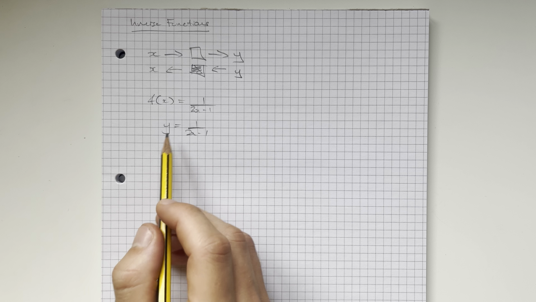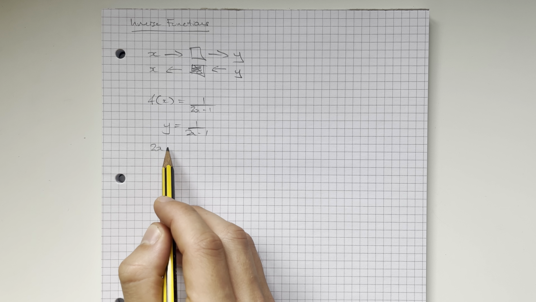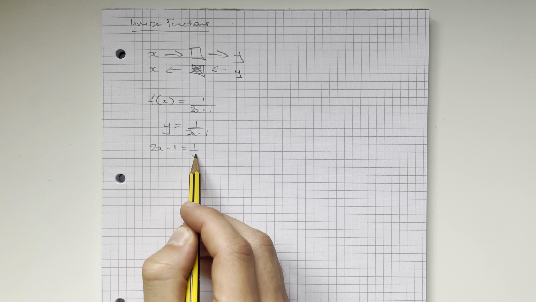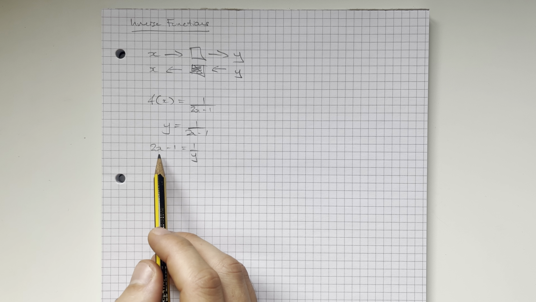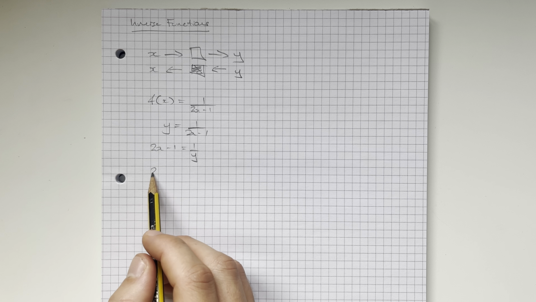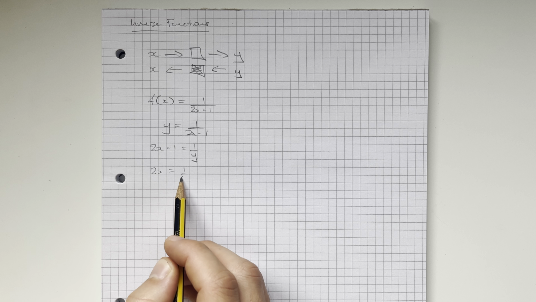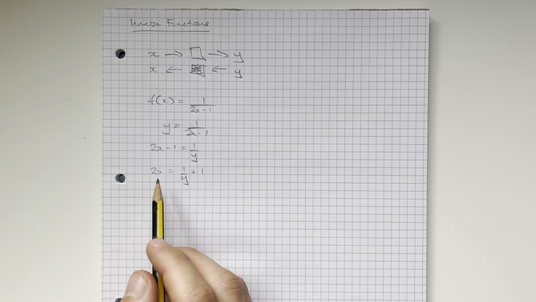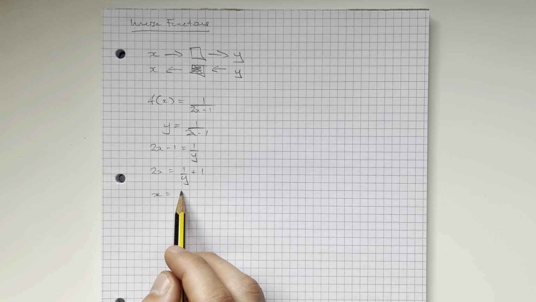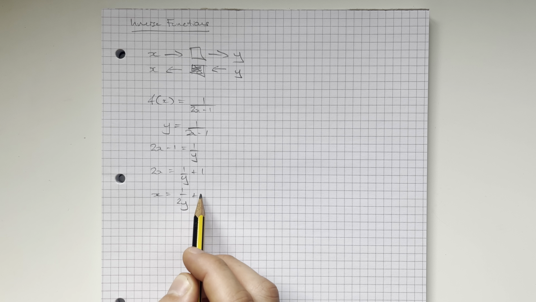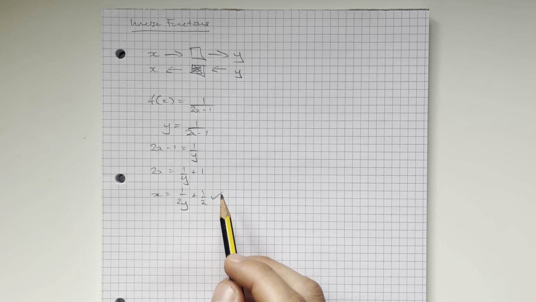So we'll multiply up and divide by y. So 2x minus 1 is equal to 1 over y. And now we still want to get x by itself, so we'll add the 1 to both sides. 2x is equal to 1 over y plus 1, and then we'll divide by 2. So x is equal to 1 over 2y plus 1 over 2. Very nice. We'll have a look at a little bit more of a complicated one.